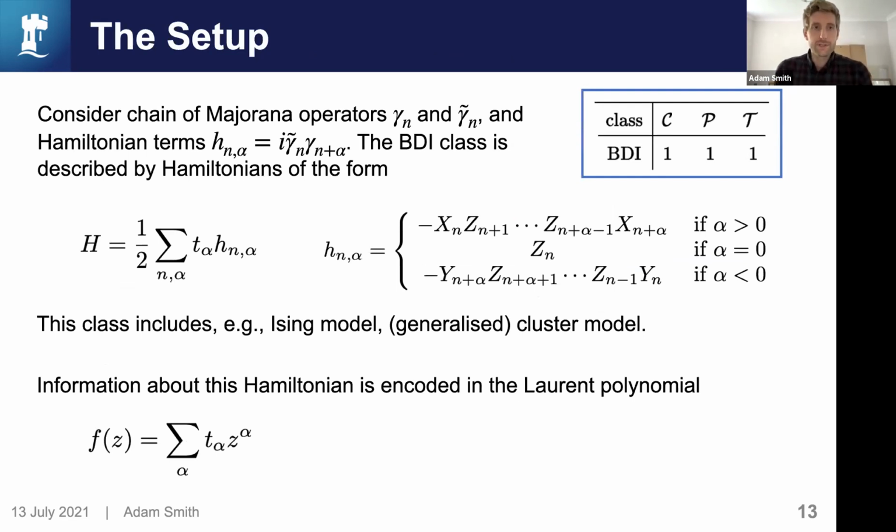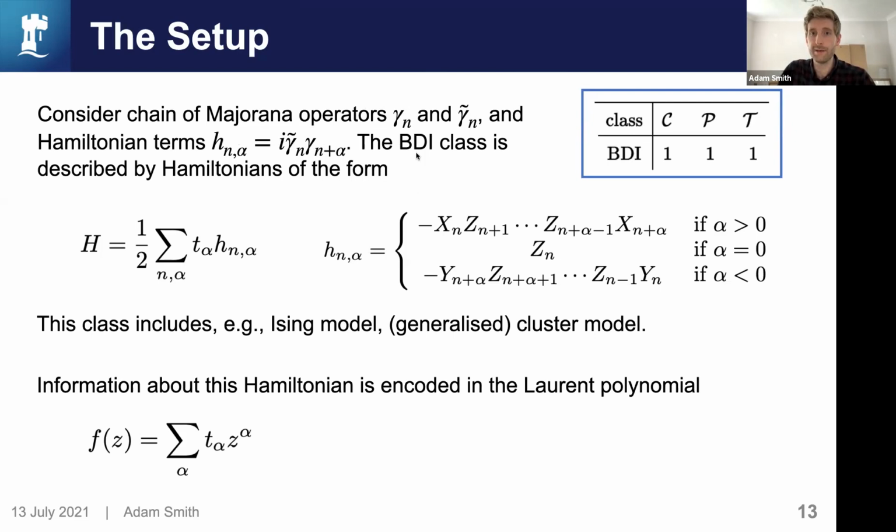Okay, so before we state the results, I just want to set the stage. What we're actually going to consider are essentially free fermion models in a particular symmetry class. So consider a chain of Majorana operators, gamma n and gamma tilde n, and we'll consider Hamiltonian terms of this form. So basically a gamma tilde with a gamma.